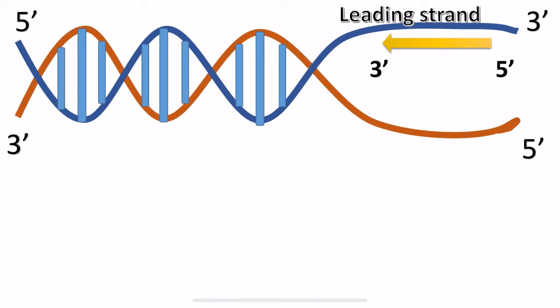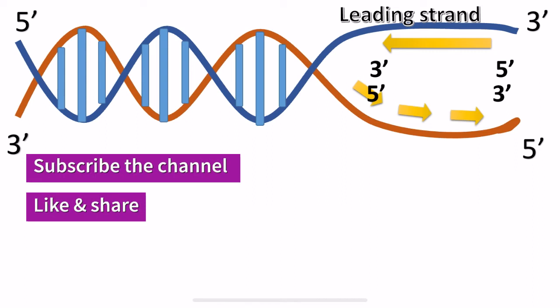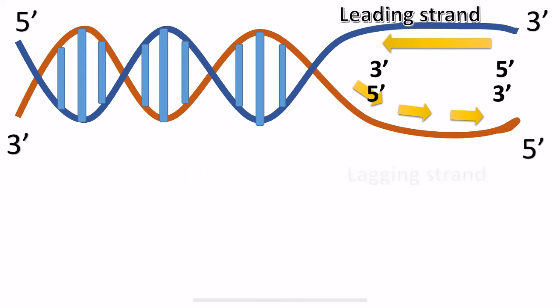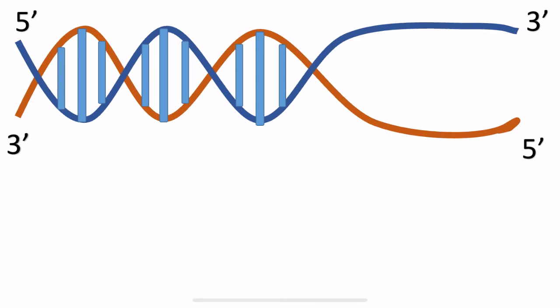But there is a little change in the opposite direction. Here the bonding is also 5' to 3', but as the DNA opens up, they form small pieces, and these fragments make it the lagging strand. So that is how the whole structure of DNA will proceed further.